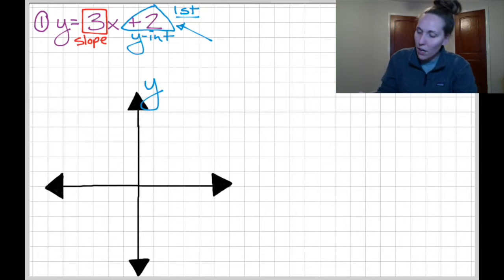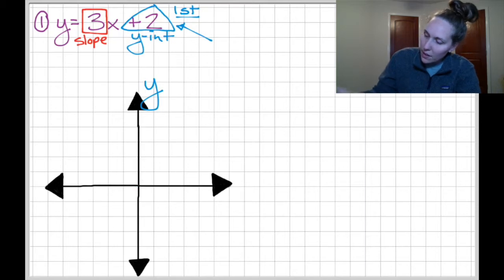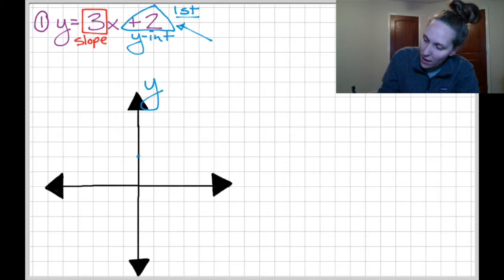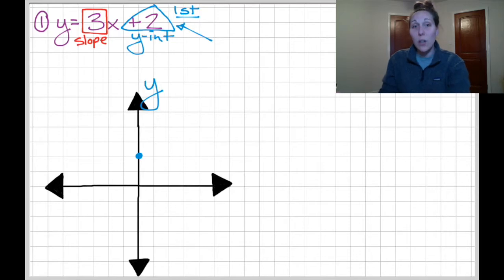We always count from our origin right here at 0, 0. So we're going to start here and we're going to go up 1, 2. I'm just making those little bubbles to show you where I'm counting. I'm going to get rid of them now and I'm going to put a nice big dot that's easy to see at positive 2 to show that that's where we're going to start counting our slope for this line.